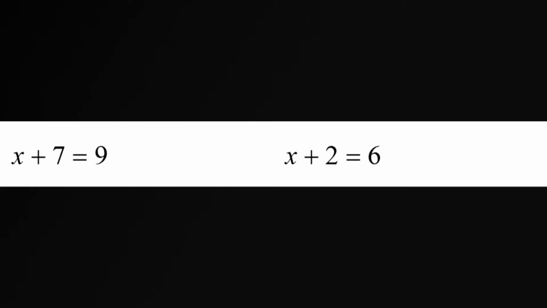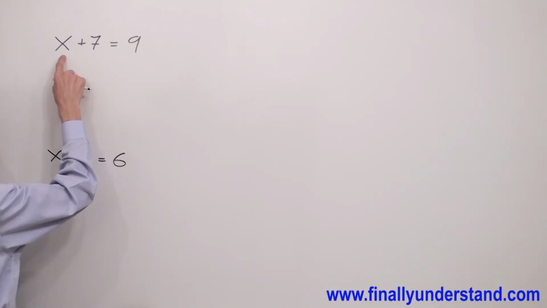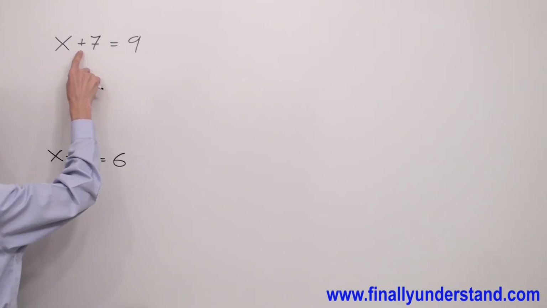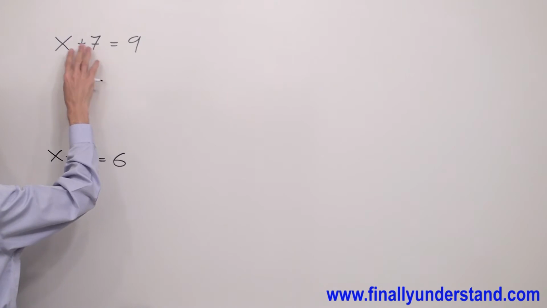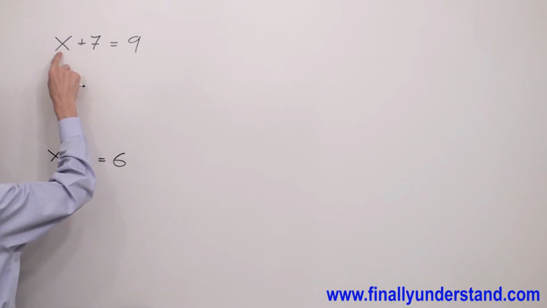X plus 7 equals 9. I have to find value of x. In order to find value of x, I have to eliminate 7 from left side of my equation. Why? Because I want to leave x by itself.